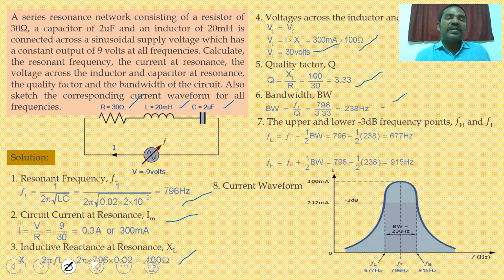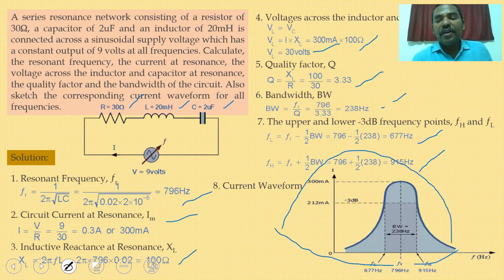Then half power frequency F1 is equal to F naught minus half times of bandwidth. So if you substitute, you can get 677 hertz, and the upper half power frequency F2 is equal to F naught plus half times of bandwidth. So we are getting 915 hertz. So this is the graph current waveform. Lower half power frequency is 677 hertz, upper half power frequency is 915 hertz.